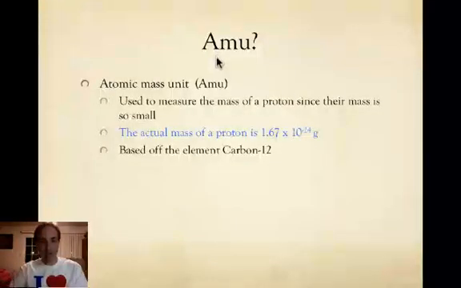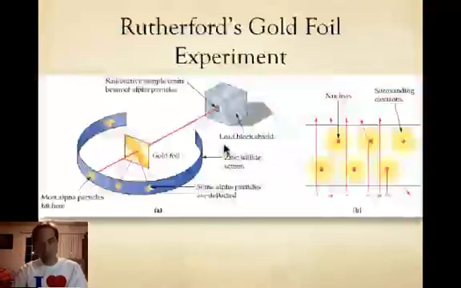So what's an AMU? Turns out that AMU is short for atomic mass unit. It's a unit used to measure the mass of a proton since their mass is so small. We don't want to do it in grams because this is how tiny it would be. This would be a super difficult number to play with. Instead, we can just say the mass of a proton is 1. To calculate this, they took carbon-12, which is the most abundant version of carbon, and then they figured out the mass of 1/12 of it.